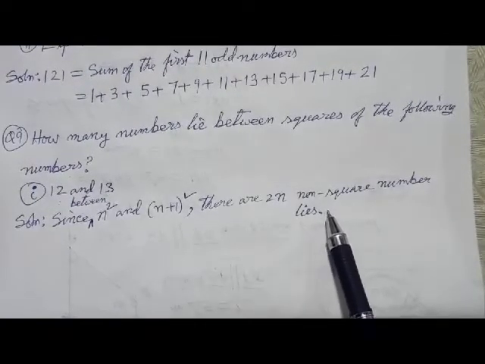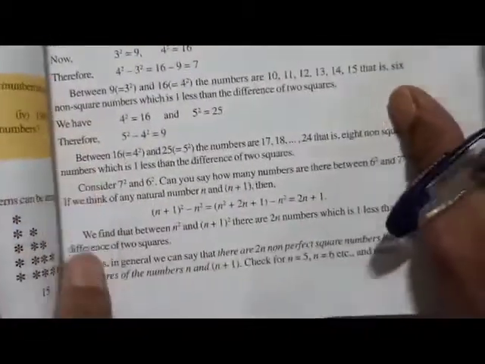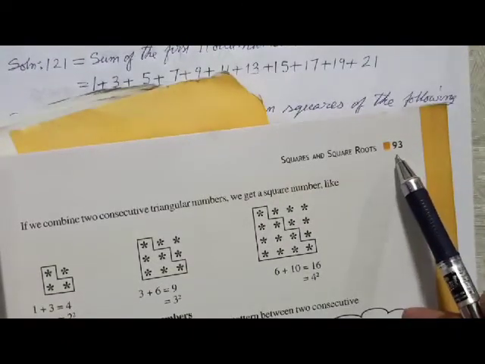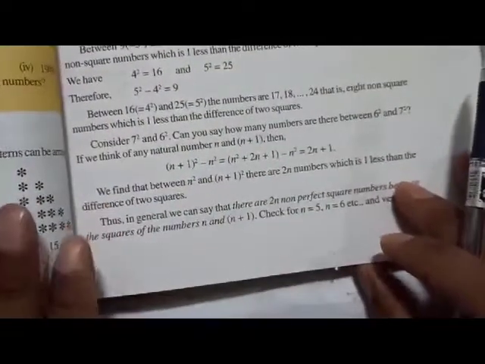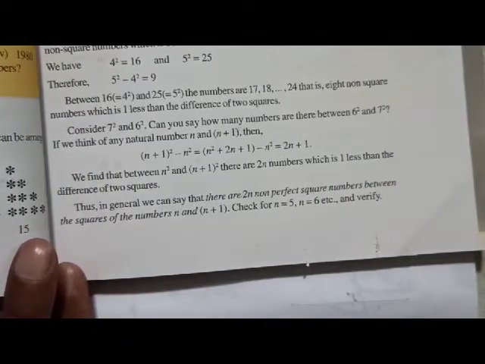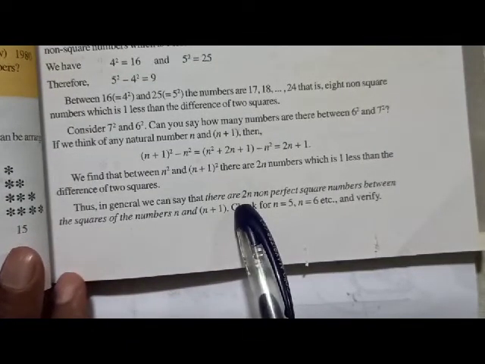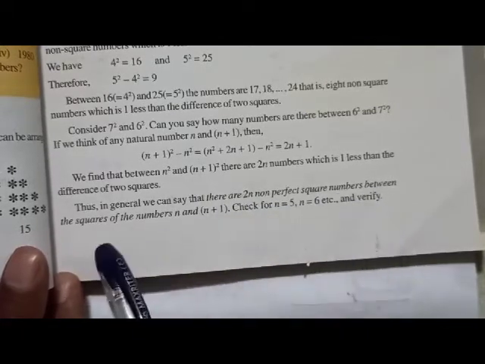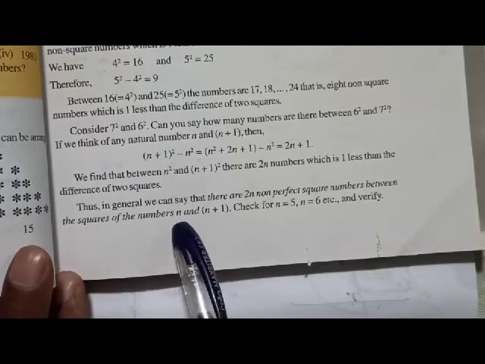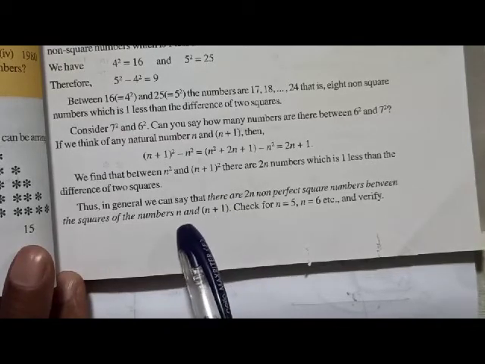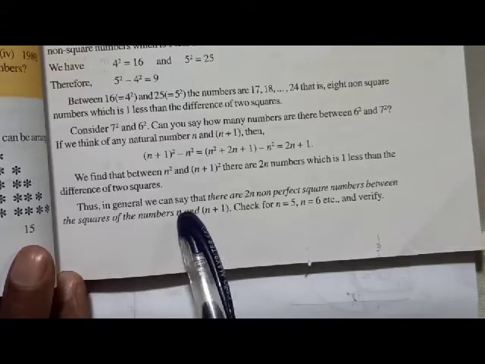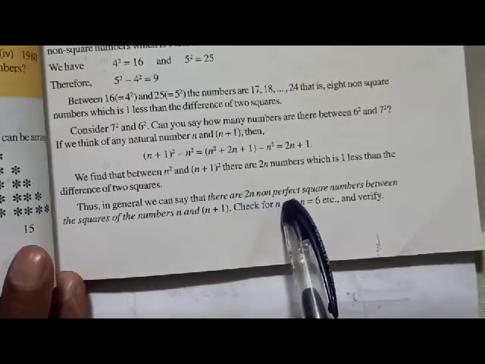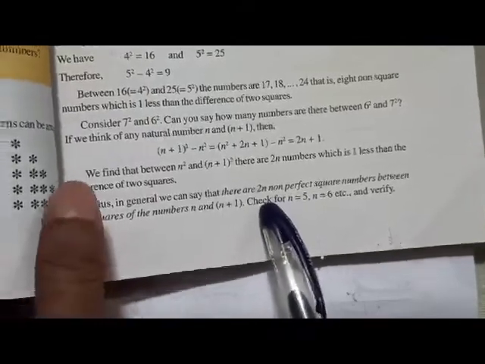There are 2n non-perfect square numbers between the square of the numbers n and n plus 1.